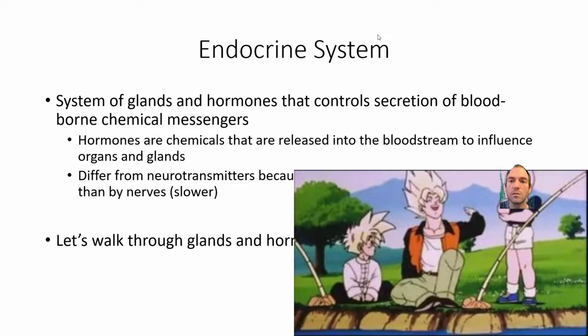Moving on to the endocrine system. The endocrine system is a system of glands and hormones that controls secretion of blood-borne chemical messengers.